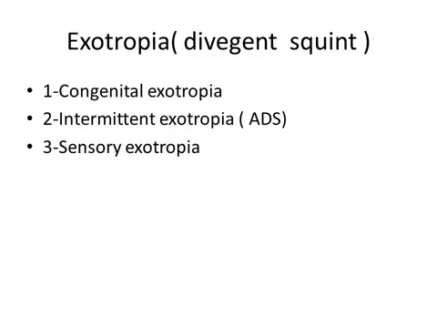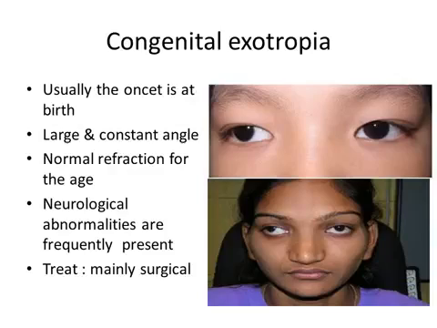Now for exotropia or divergent squint, we will talk about the three types: congenital exotropia, intermittent exotropia or alternating divergent squint, and sensory exotropia. In congenital exotropia, usually the onset is at birth. Again, we have a large and constant angle and no associated significant refractive error, so normal refraction for the age. But usually there are associated neurological abnormalities like CNS abnormalities, such as convulsions. And again, the treatment, like congenital esotropia, is mainly surgical.